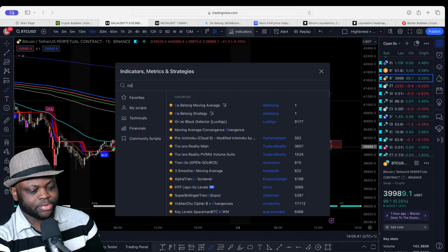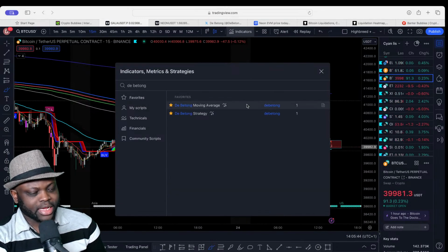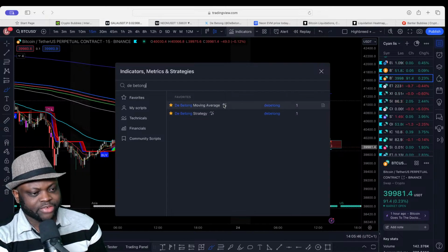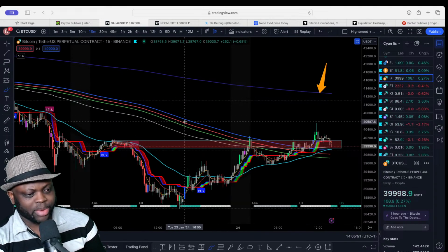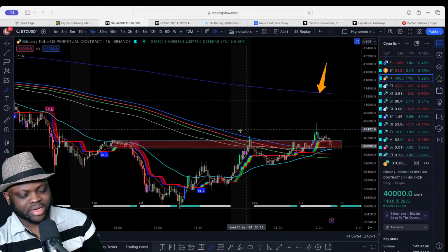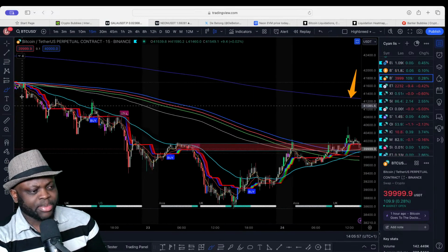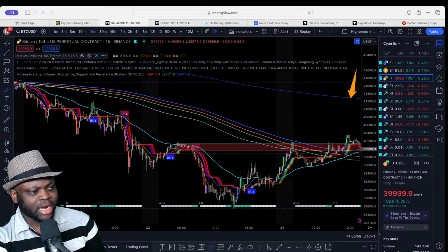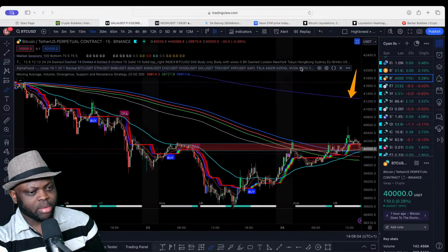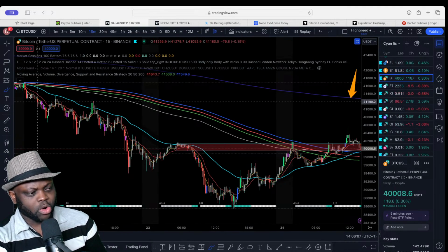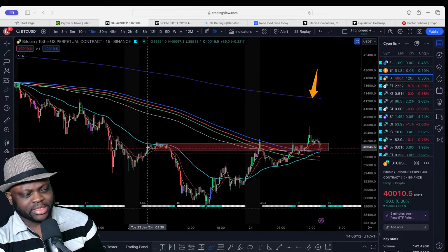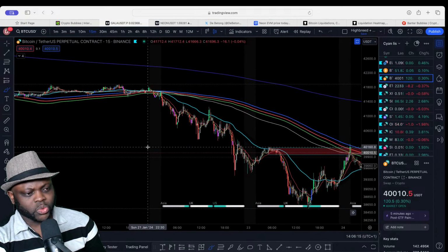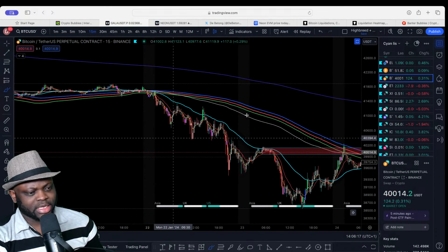Just search for the Beton, and you're going to get the Beton moving average. This is the first one. Choose the first one. It's not going to appear the same way, because I'm the one who designed it and put all these colors. But what you want to see, let me take off the Alpha Trend. My strategy goes with the Alpha Trend. I'm going to bring the Alpha Trend in later, but I'm going to show you what I'm looking at on this indicator. So actually, when you pull in this indicator, it's going to appear like this.